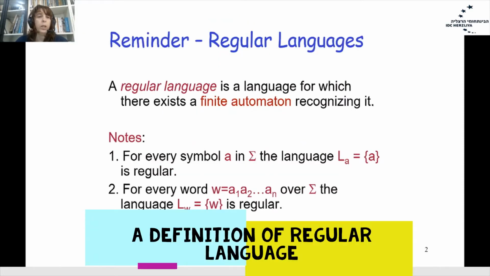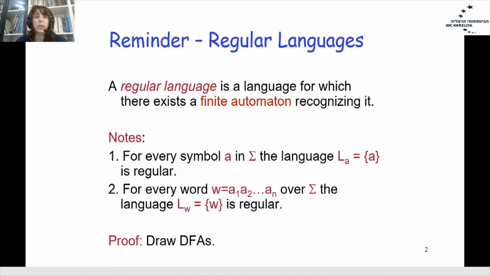I would like to remind you the definition of regular language. A regular language is a language for which we have a finite automaton that recognizes it. It means that for each word of the language, we have a path in the automaton that ends at an accepting state. Let's see some examples.